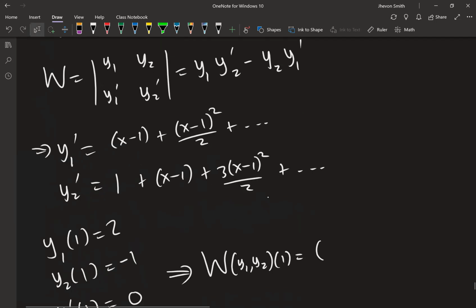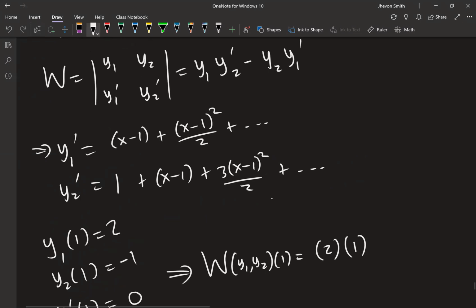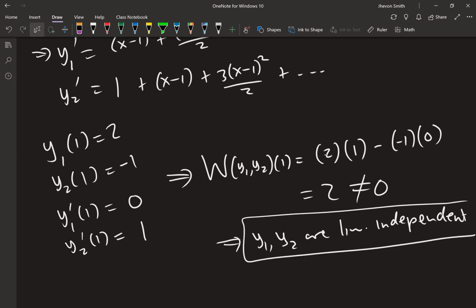y1 times y2 prime minus y2 times y1 prime. This is 2, which is non-zero. So that's how we can check.